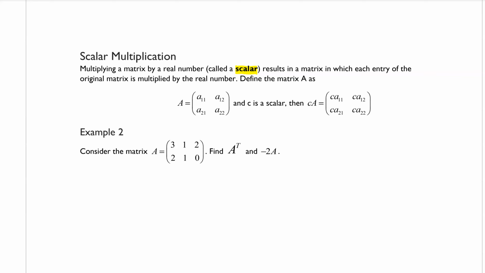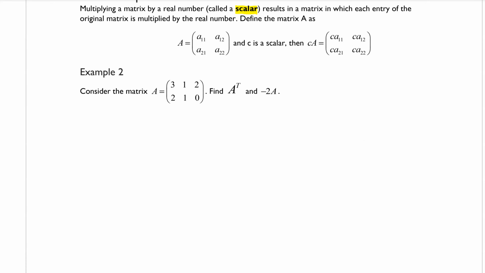So that's another way of saying, if you were to define a matrix A as this matrix with its values A11, A12, A21, and A22, and C is some scalar, which basically just represents some number. It could be 4, it could be 17, it could be -9, it could be 1/2. Then C times A is equal to, what you do is you just take all of the entries and multiply it by C. Okay? So let's look at an example.